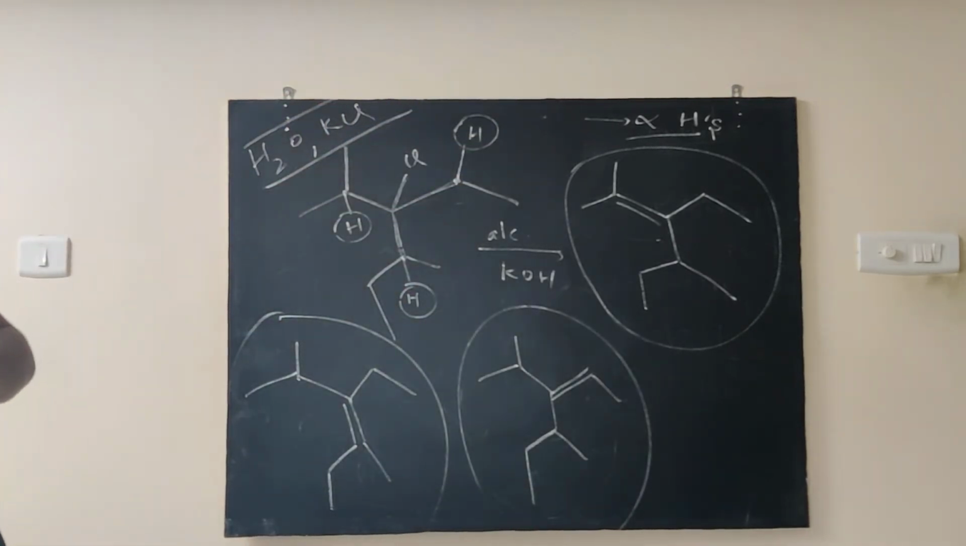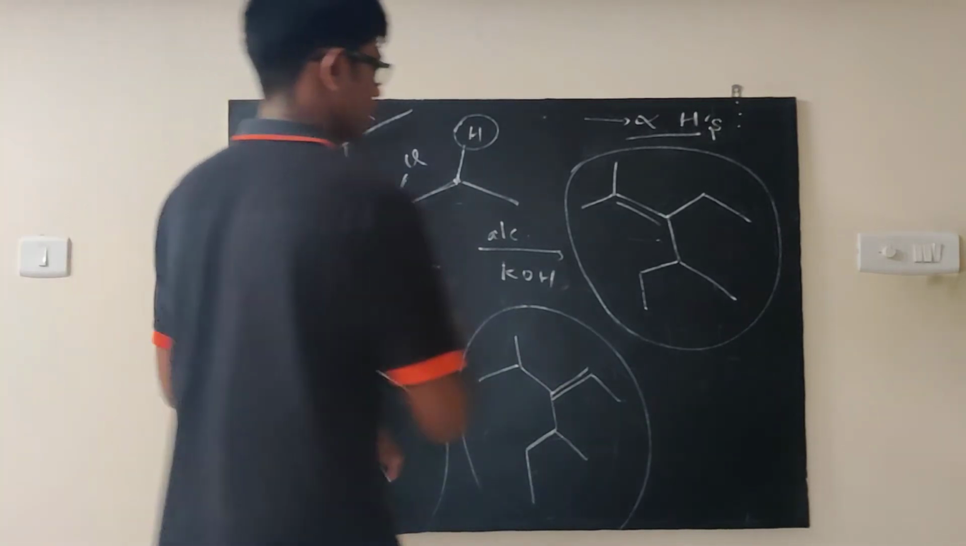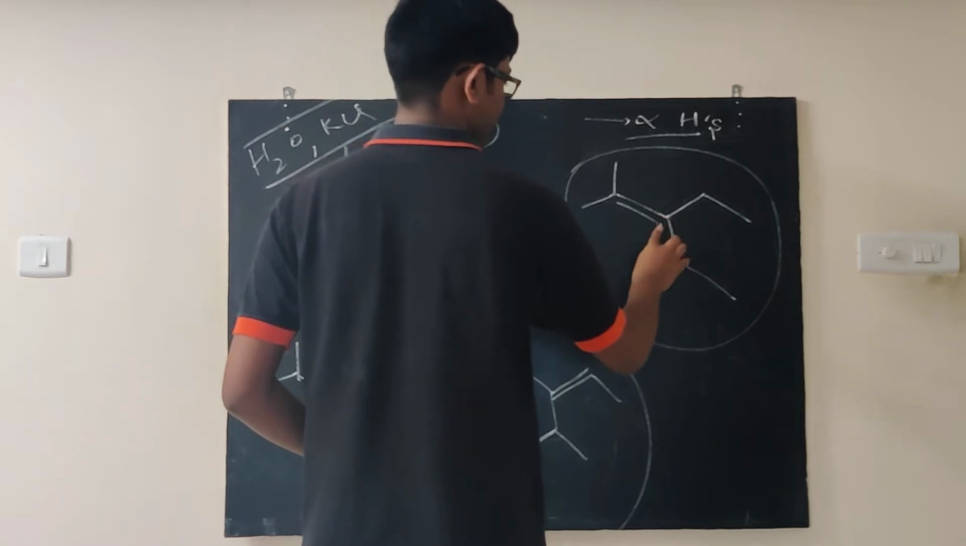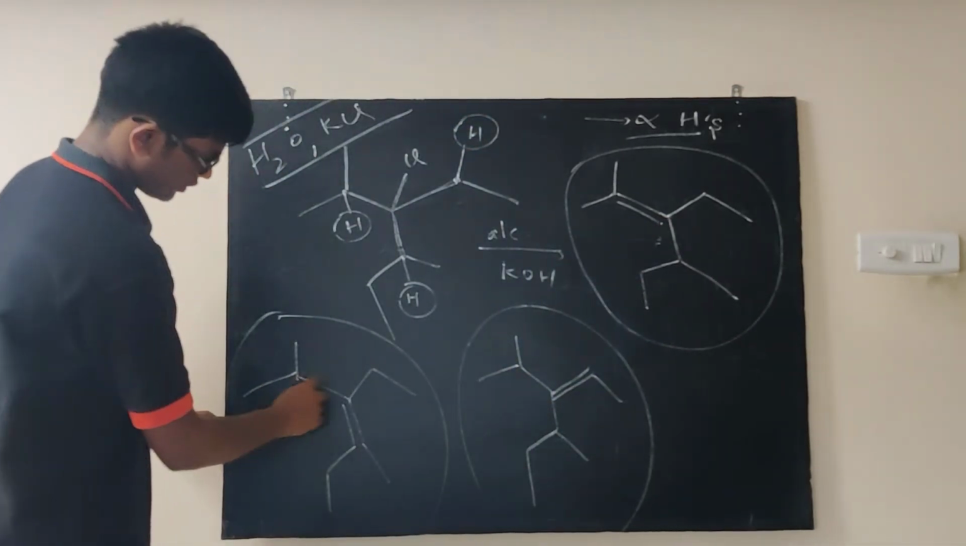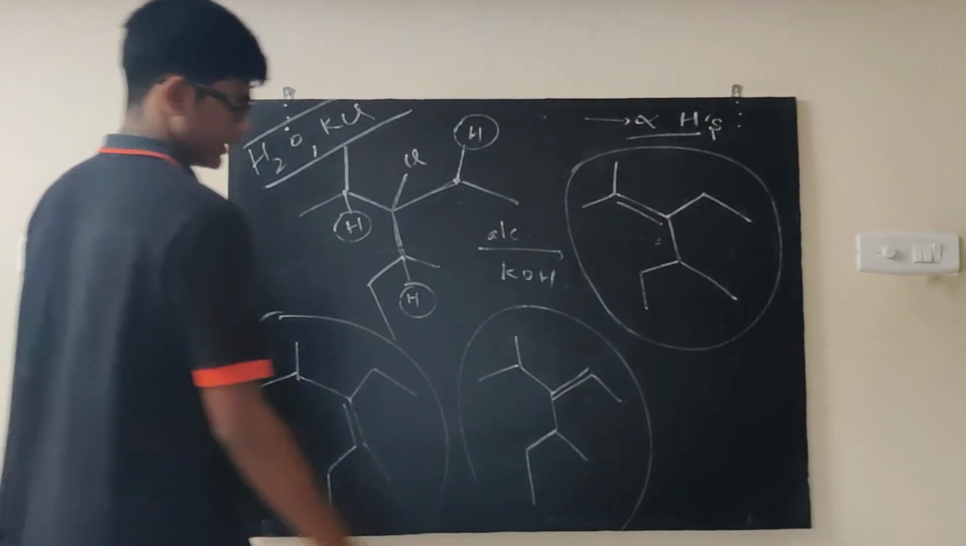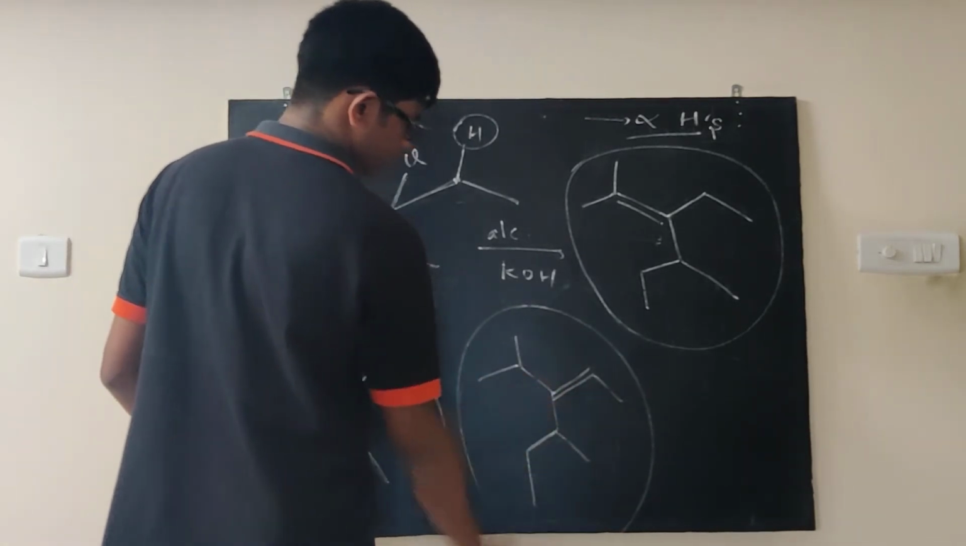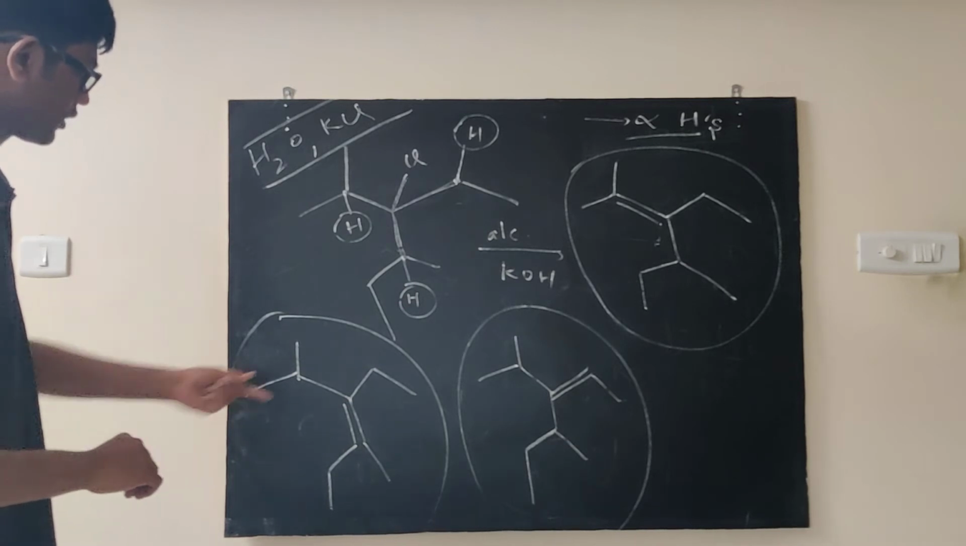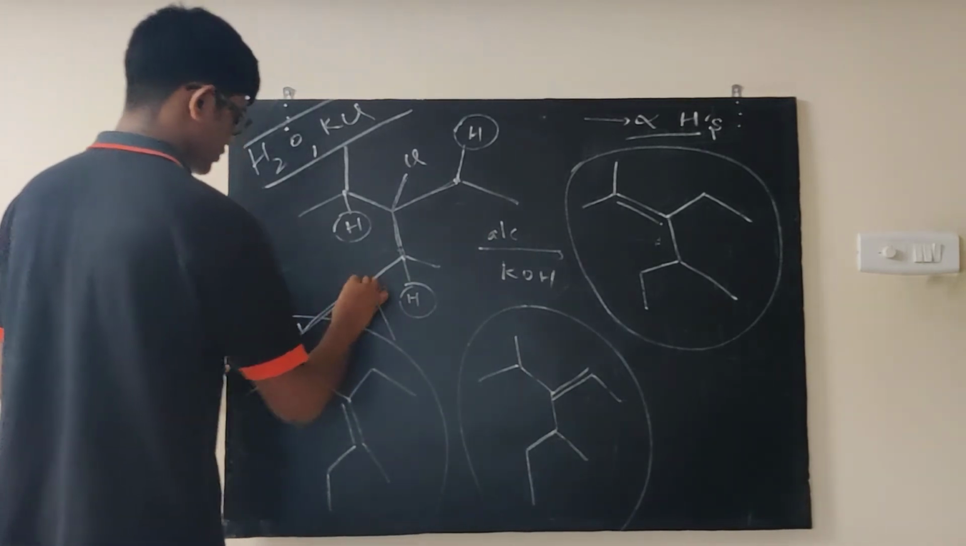So of these three, which is the most stable? You got to look at which alkene is most substituted. This alkene has two groups here, one big group and one hydrogen, right? This alkene has 4 different groups. This alkene has 3 different groups. Okay? So of these, the most stable will obviously be this. The most substituted alkene is the most stable.